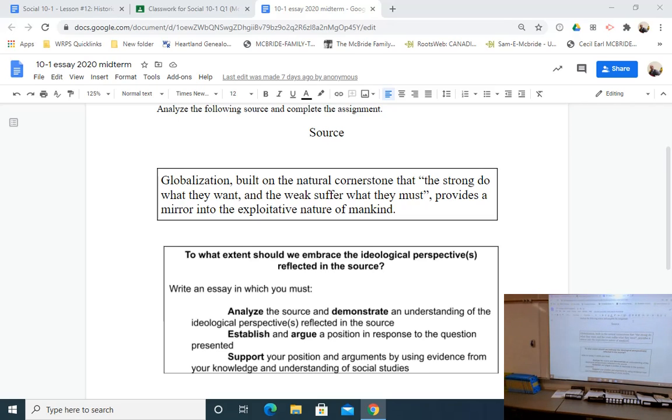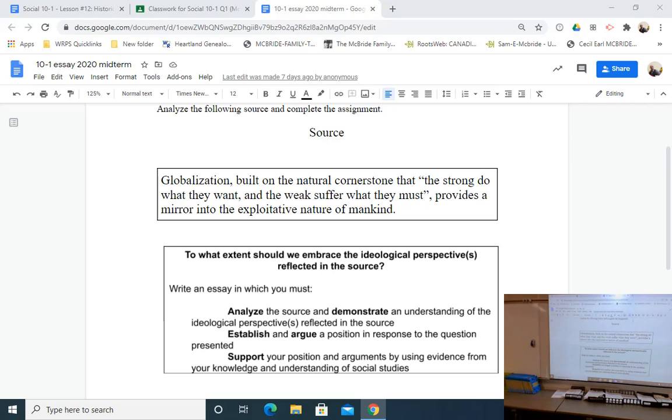Then we look at how the source is presenting a problem, and the problem here is that we are exploitive. Then we look: is there any evidence that would continue that logic? Have we seen the source to be true? And what's the significance of the problem being shown? Why should we care about addressing this issue that the source is presenting?